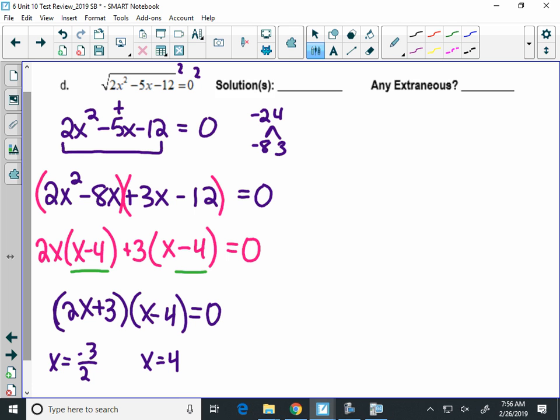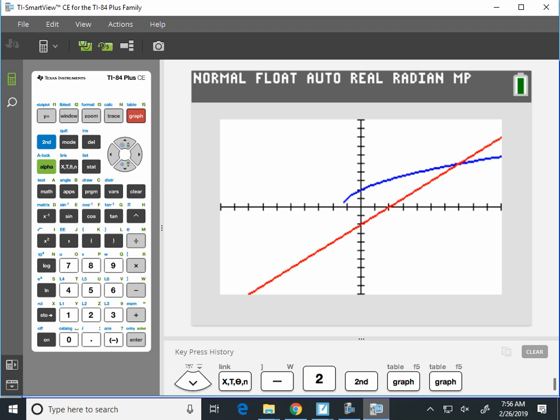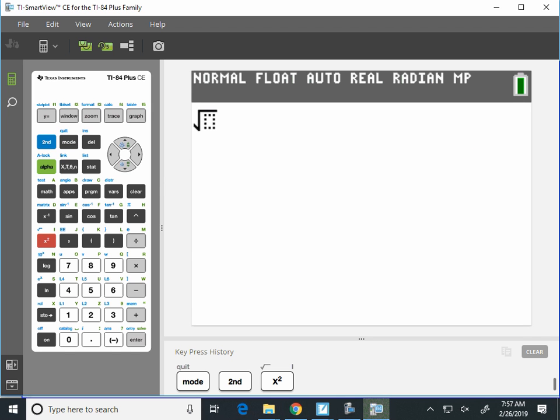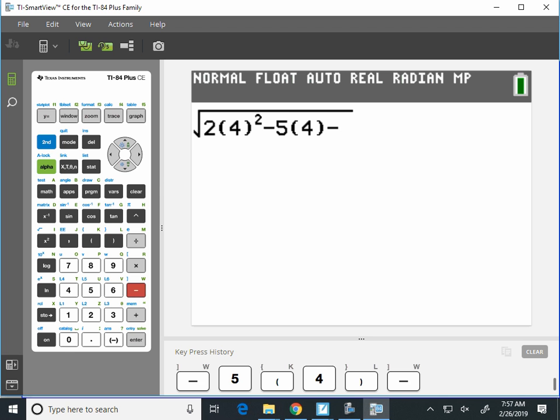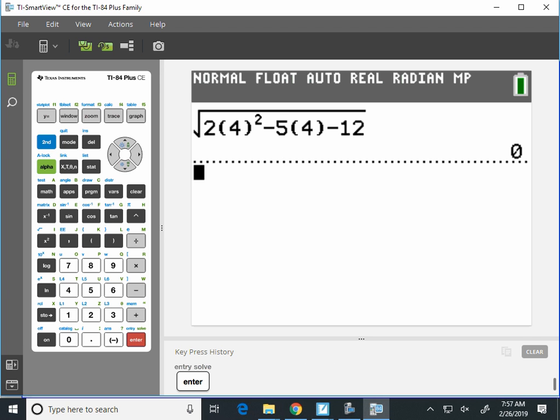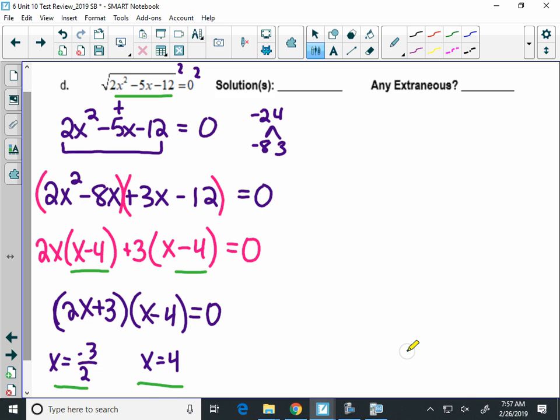Now, we want to check both equations here. There's a couple ways to do this. Because we're set equal to a number, it would be very easy to take each of these x's and type them into the calculator, just the plain screen here. I'll show you the first one. You could do square root of 2 times, let's check 4, because 4 is an easier number. 4 squared minus 5 times 4 minus 12. And enter, I get 0, so I know that 4 is a solution. All right, so 4 is good. We know x equals 4 is a solution.